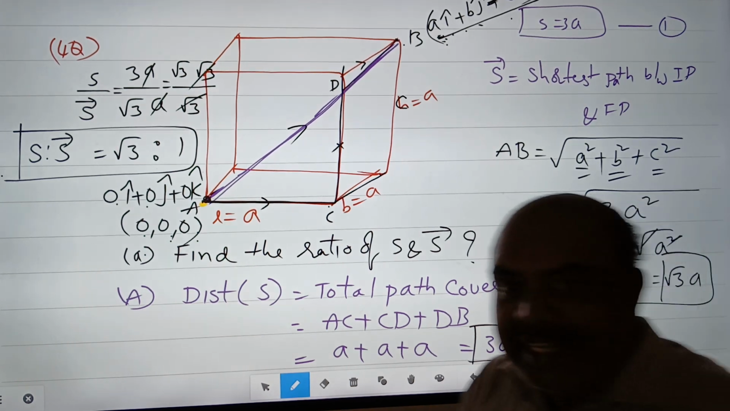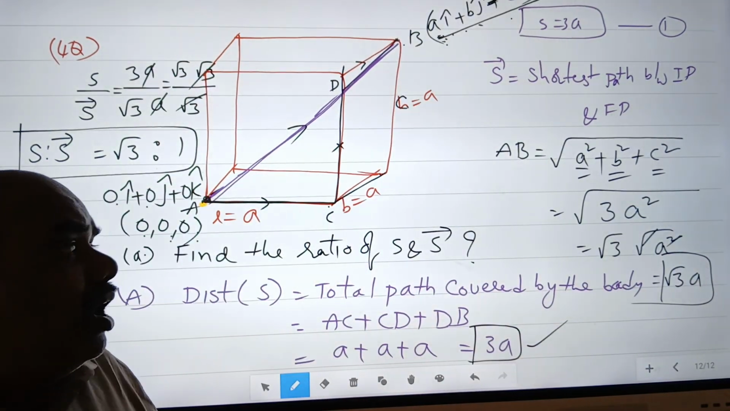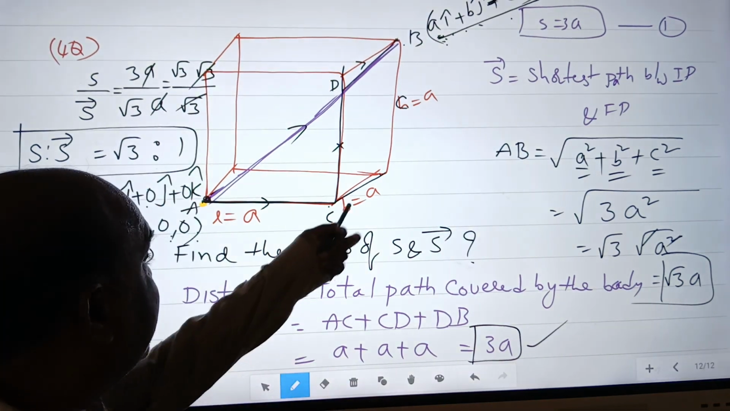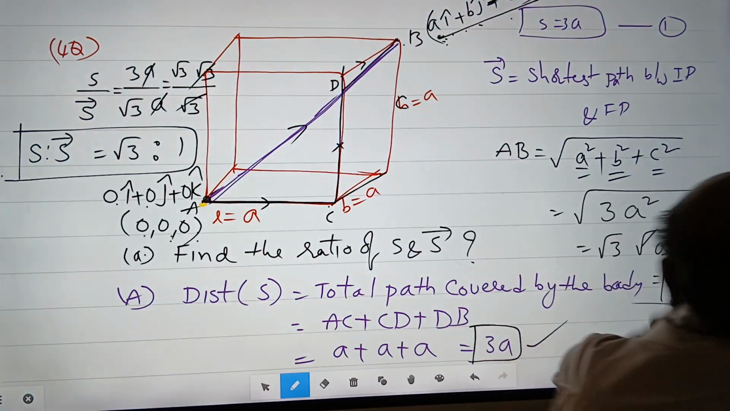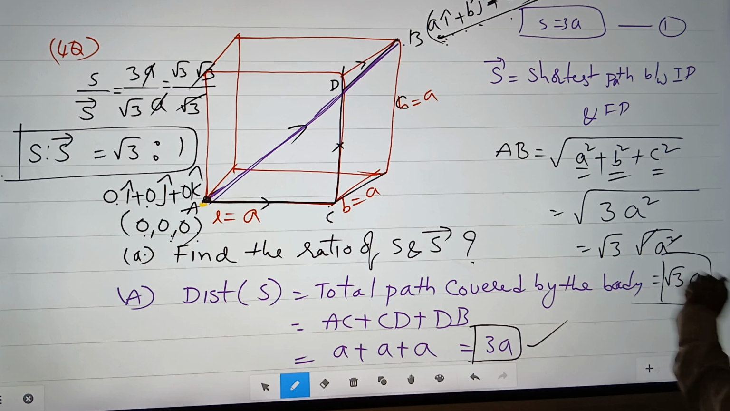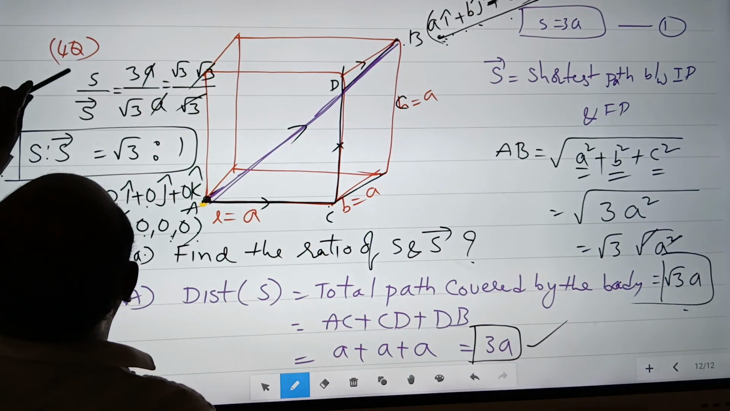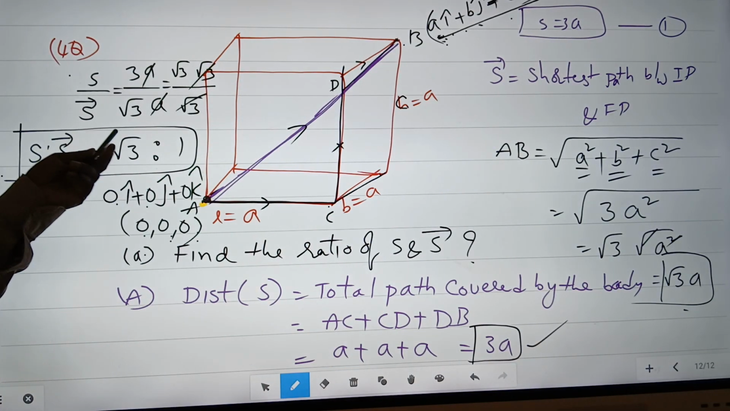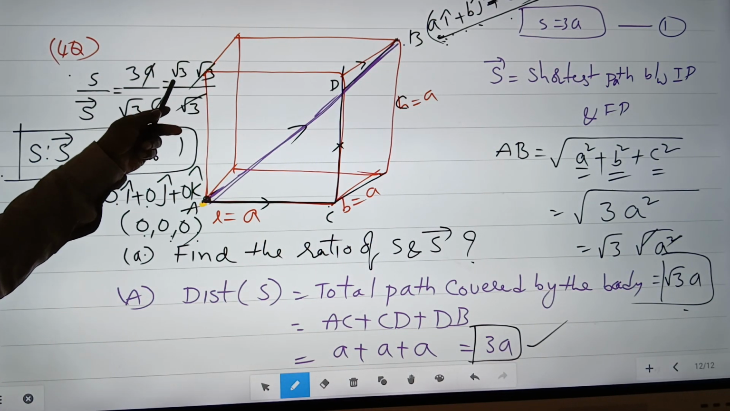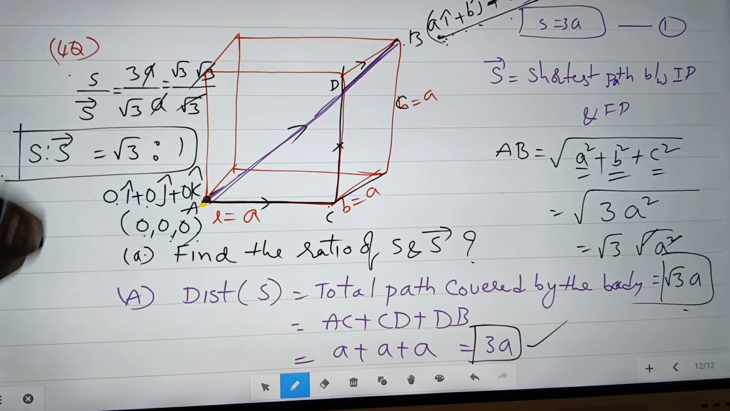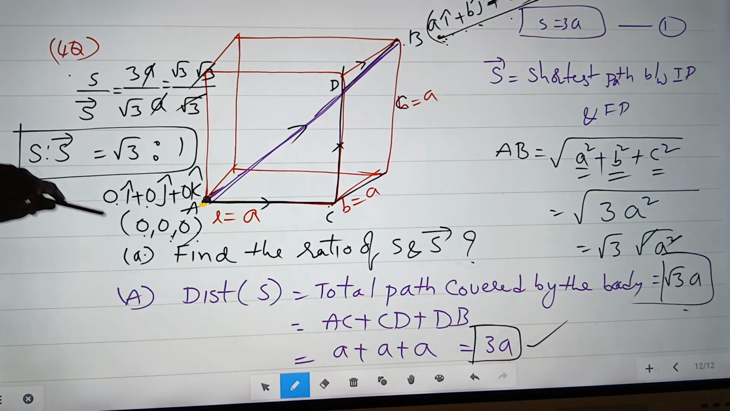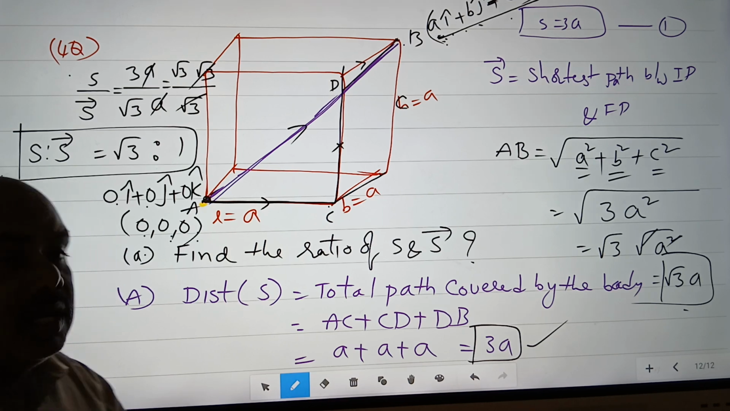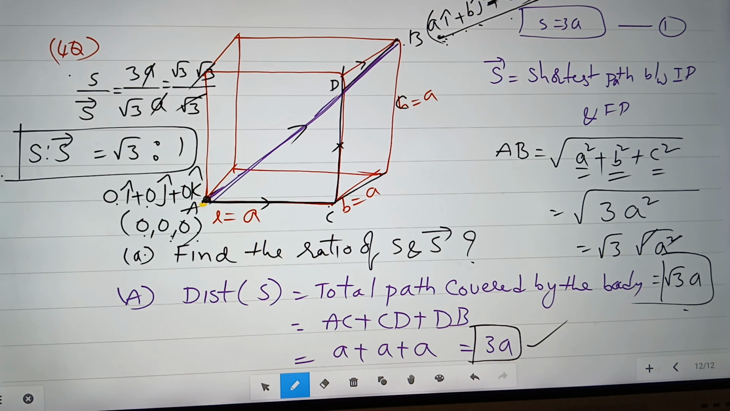But in a cube, all sides, the distance is the same, so we consider it as A square plus A square plus A square, 3A square. Root 3 comes out, root A square is A, root 3A. This is the displacement, S bar. Now the ratio they are asking, S by S bar equal to 3A by root 3A. A cancels, 3 can be written as root 3 into root 3, 1 root 3 gets cancelled. S is to S bar equals root 3 is to 1. This is the ratio of distance and displacement in a cube. Please do it better.